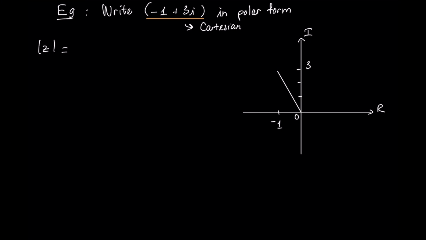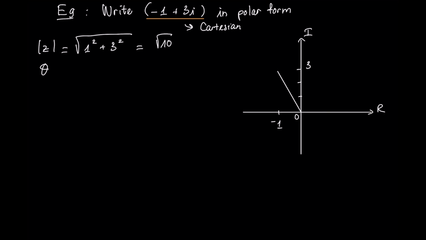Okay, so first, the easiest is finding the modulus. So the modulus is equal to the square root of 1 squared plus 3 squared, which is equal to square root of 10. So coming up next is the argument theta.